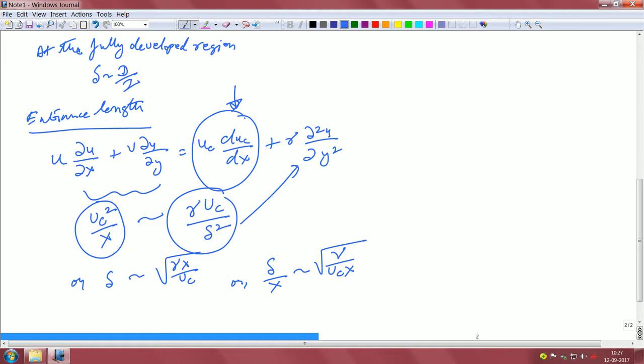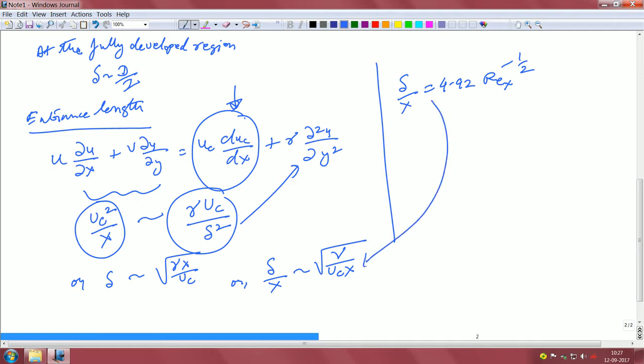Now, you already know from your Blasius solution that delta by x is equal to 4.92 into Reynolds number to the power of minus half. Am I right? So, that is what you know that is going to happen. You substitute the expression for that over here, because this is a scaling argument, and that is an exact equation that you got from your Blasius solution. So, this is of course not strictly applicable, but we are going to take a leap of faith and use it over here. So, this is the Blasius solution for a flat plate.